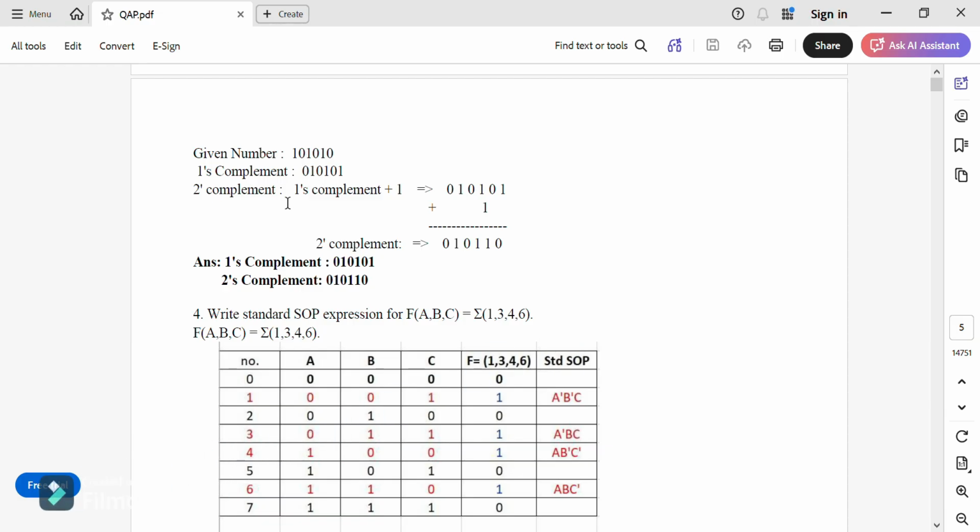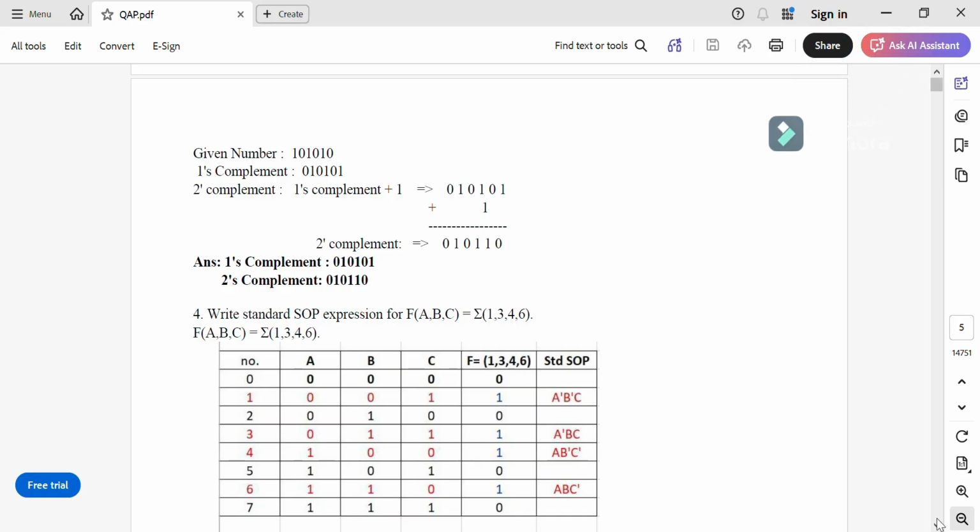And what is the 2's complement equation? 1's complement plus 1. So 0, 1, 0, 1, 0, 1, this is the 1's complement. Plus 1 we have to add. And after adding this, I'll get the answer as this: 0, 1, 0, 1, 1, 0. So mention the number here. Add according to the Boolean laws.